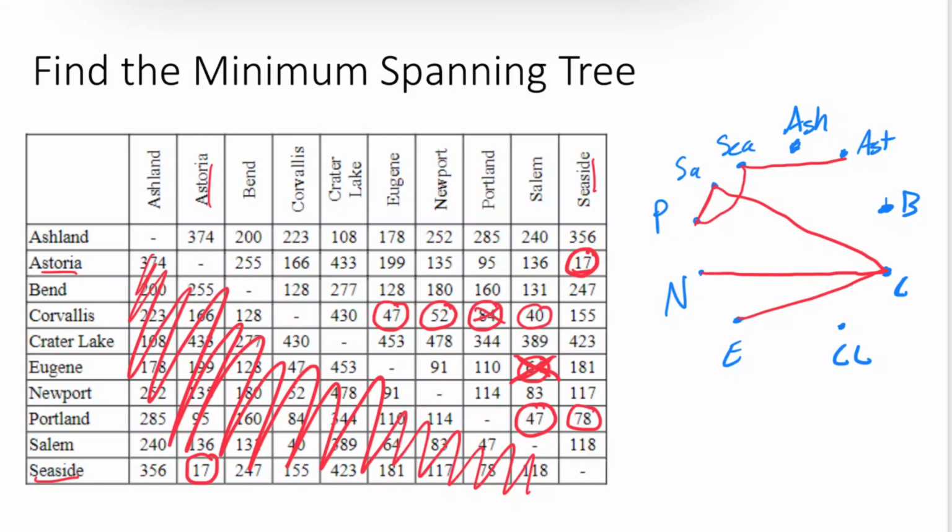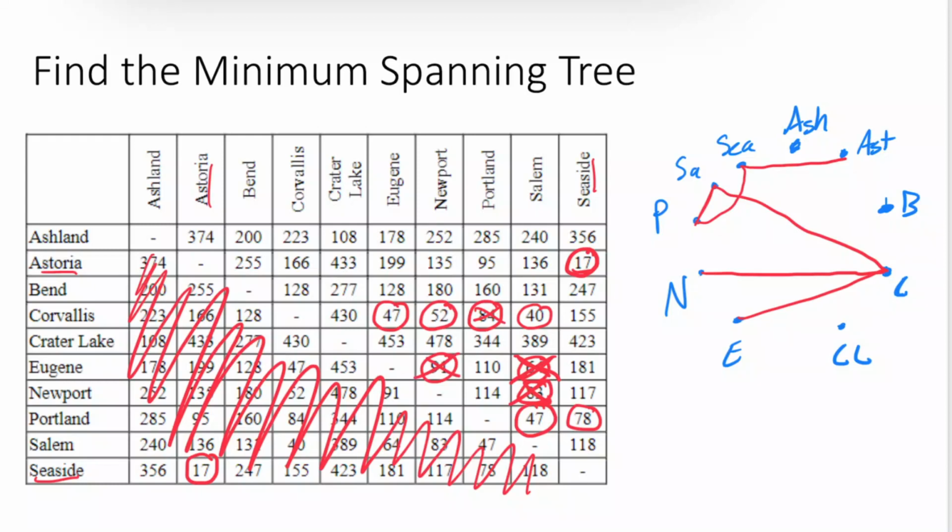Oh, and I actually skipped this one. 83 was cheaper than 84. But Newport to Salem will also create a circuit, so I'm not going to use that one either. And so the next cheapest edge after that is 91, which is Eugene to Newport, which would create a circuit, so I'm not going to use that one.